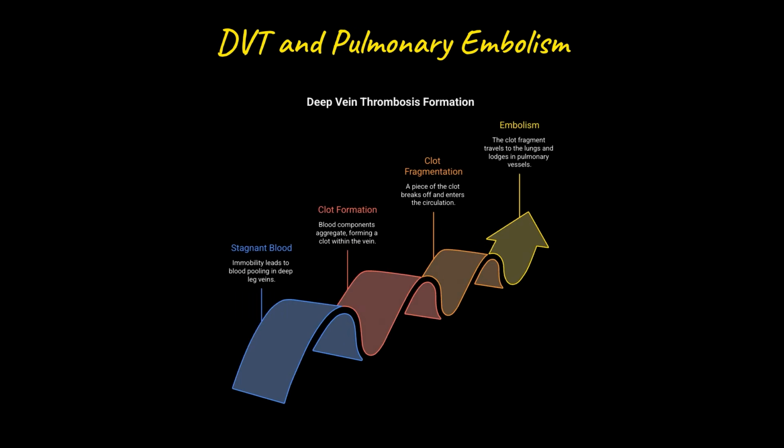Estrogen-like drugs nudge blood toward clotting more readily. A clot in a deep leg vein, a deep vein thrombosis, can break loose and travel to the lungs, causing a pulmonary embolism. Raloxifene shares this tendency, and that risk compounds sharply when the patient is also immobile.